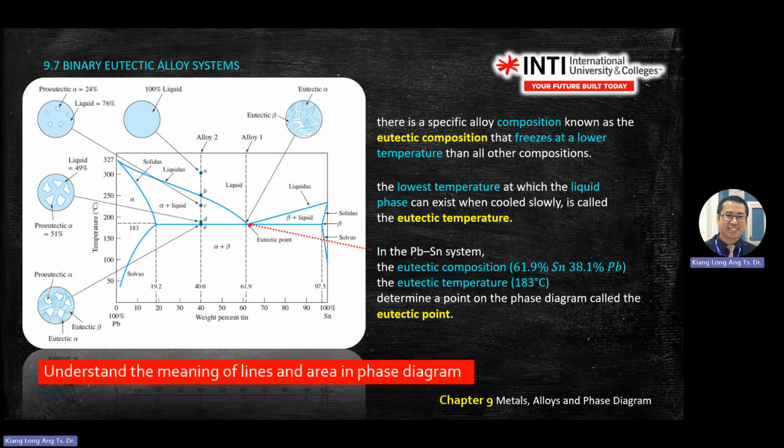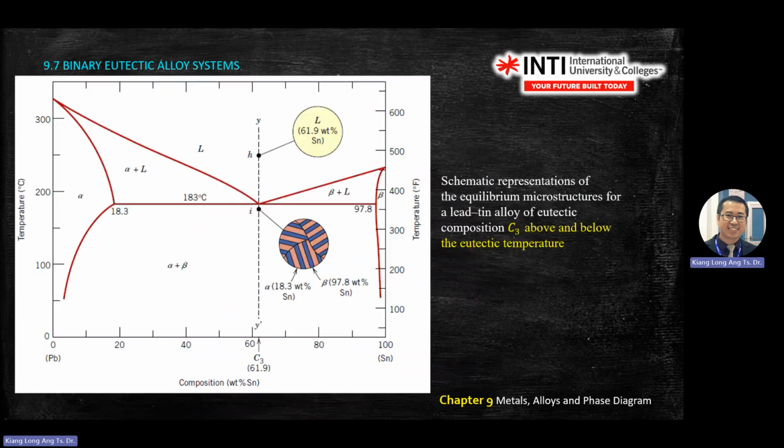Okay, so again, try to understand the line. What does it mean? Because we will change to other elements, but you see similar behavior. So this one is just another illustration. You know that this one, 61.3, is your eutectic composition.